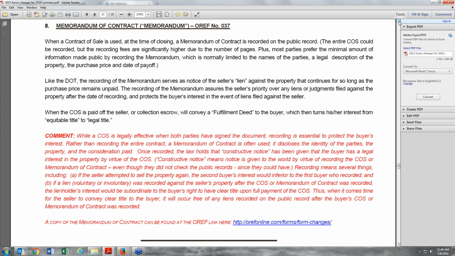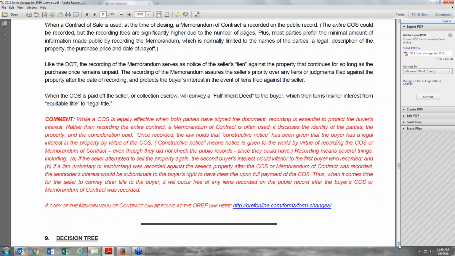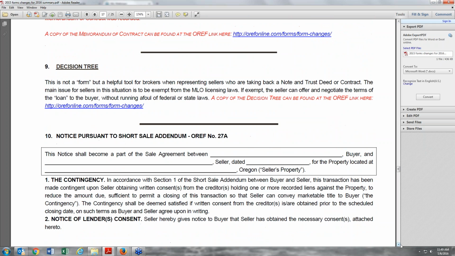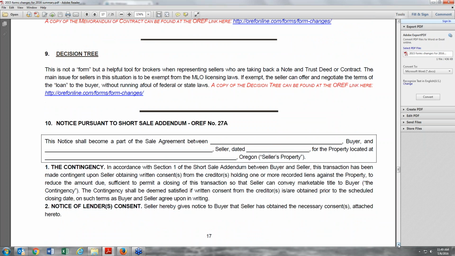The notice pursuant to the short sale addendum is just that. It's a notification by the seller to the buyer that the loan has been approved. And once this is filled out, then all of a sudden it now makes the transaction binding, because you'll remember back in the days when short sales were so frequent, that a short sale was contingent upon lender's approval.